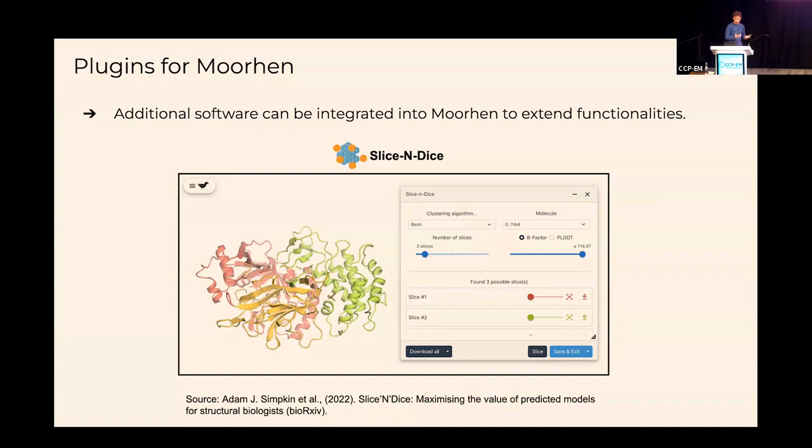It's Slice and Dice. It's software that you might be aware of; you have maybe heard of it. It's software by the Rigden Lab at the University of Liverpool, and essentially we have it working in Moorhen. You have a nice UI where you can run Slice and Dice within Moorhen.